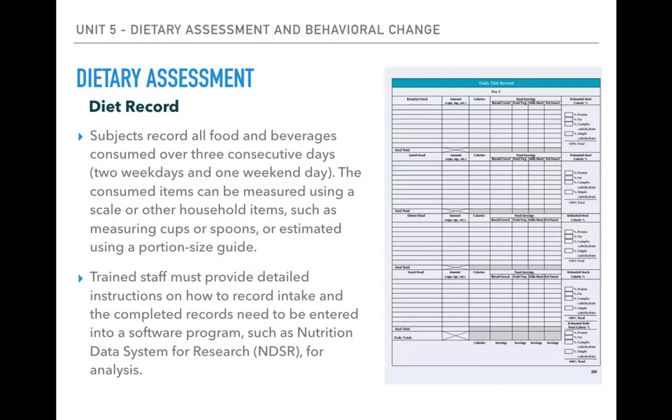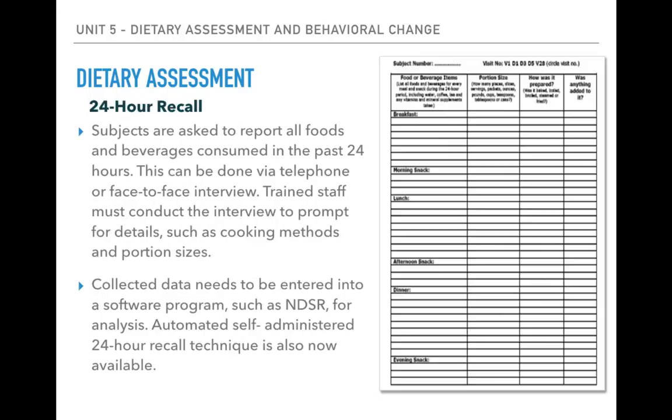When administering these at professional levels, staff must be trained to provide detailed instructions in order to gather the most accurate of information. Another method is much quicker. Using the 24-hour recall, subjects are asked, what did you eat and drink in the last 24 hours? The benefit here is that it can be done over the phone, but again, staff must be trained to ask the necessary questions to extract those dietary details, which will lead to the most accurate assessment.